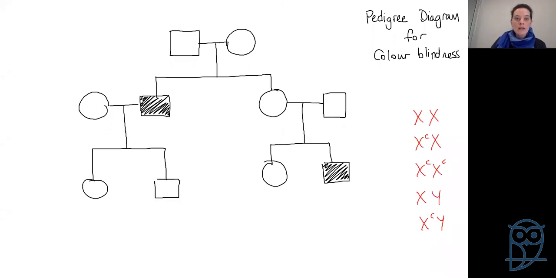So if we now go and look at our diagram, okay, pedigree diagram for colorblindness. These are X^CYs, these two, because these are males who are colorblind. Okay, so working backwards. This male here doesn't have colorblindness, so we know that he is an XY. In fact, we know that all of these males are plain old XYs because they're not colorblind.